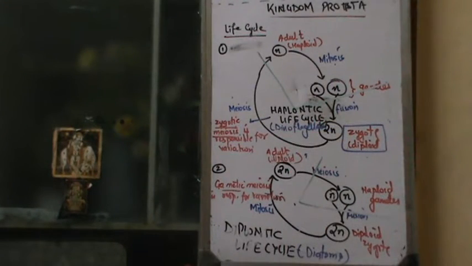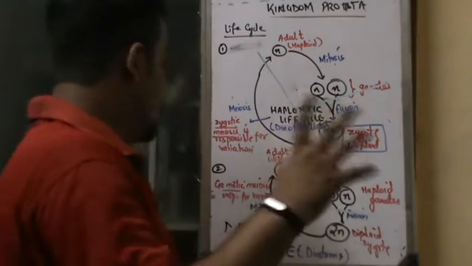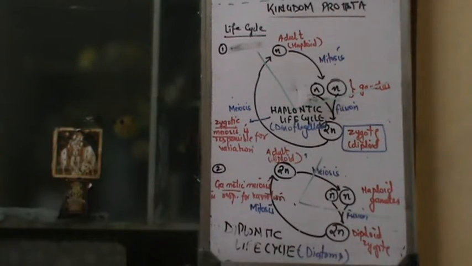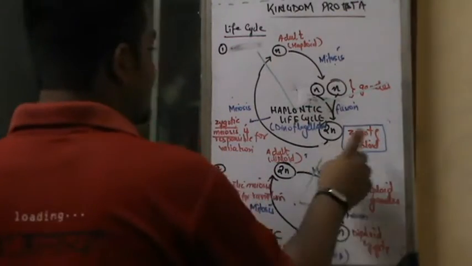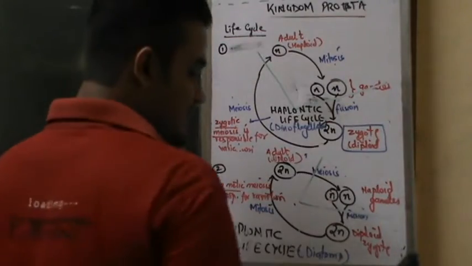So in the haplontic life cycle, zygotic meiosis is responsible for variation. In the Diplontic life cycle, gametic meiosis is very, very important and responsible for variation. So I hope this is a little clear. It's very easy. You just have to remember the examples and the variations. The diagram is just to help you understand, right?